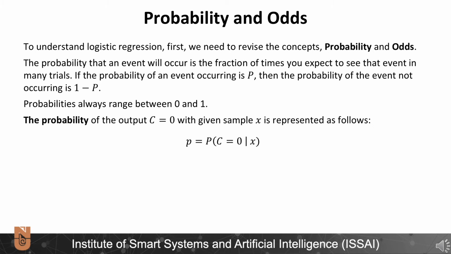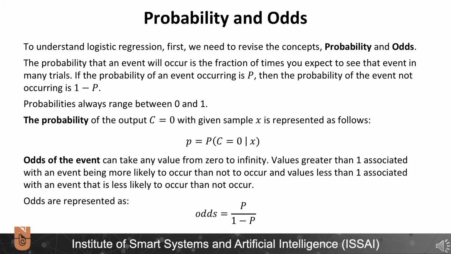Probabilities always range between 0 and 1. The probability of the output being 0 with given samples x is represented on the slide. Odds of the event can take any value from 0 to infinity. Values greater than 1 are associated with an event being more likely to occur than not to occur, and values less than 1 are associated with an event that is less likely to occur than not occur. Odds are represented as p divided by 1 minus p.